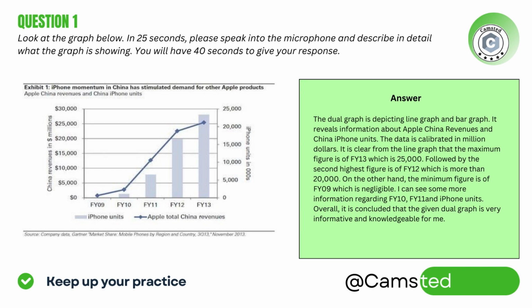It is clear from the line graph that the maximum figure is of FY13, which is 25,000, followed by the second highest figure of FY12, which is more than 20,000. On the other hand, the minimum figure is of FY09, which is negligible.